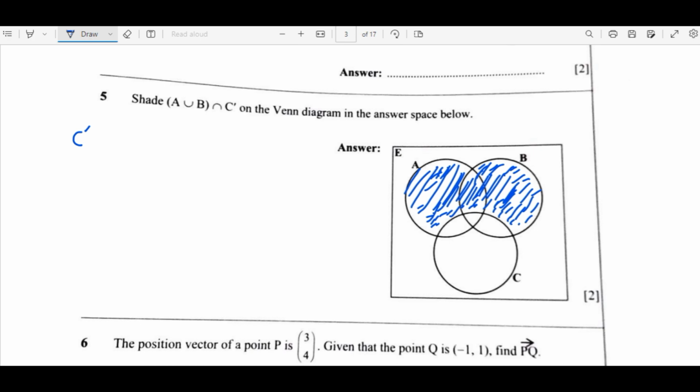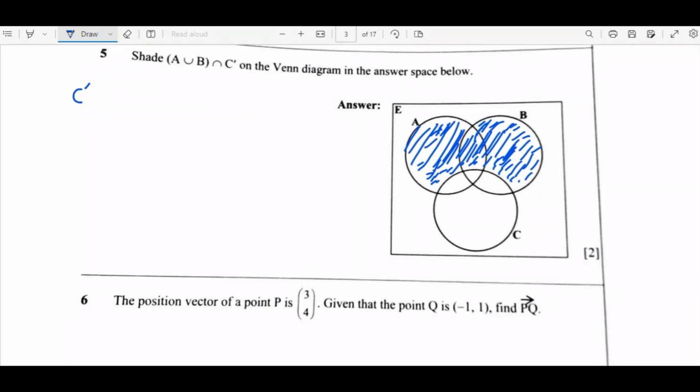So always, whenever you've been given a complement, you can use your hand to cover the set given. For example, we have C complement, so you can use your hand to cover set C. Every space that will remain, that is the answer. So we can move to the 6th question.